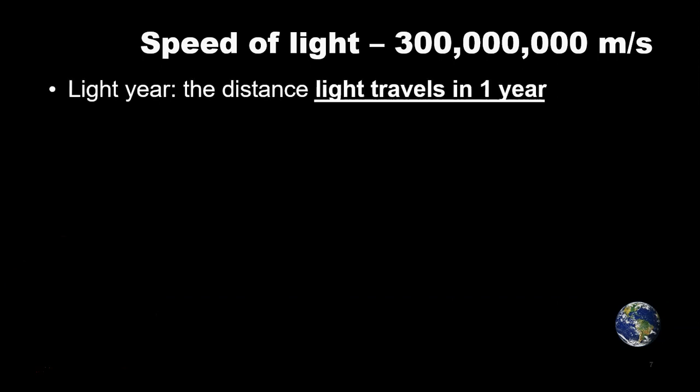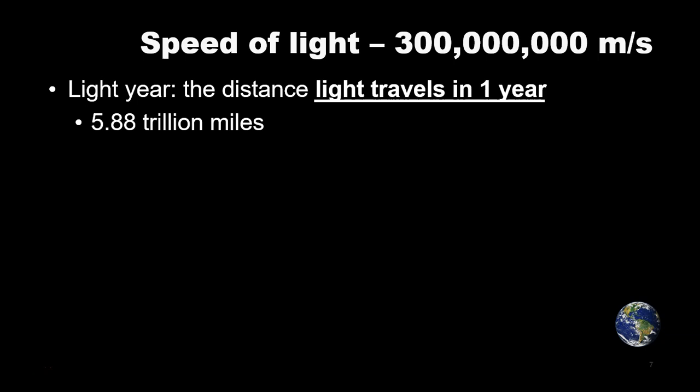And in that amount of time, moving at the speed of light, it turns out you would cover a distance of about 5.88 trillion miles. So 5.88 trillion miles is a light year. It is 1 light year. And so we're going to use light years as the distance measurement, as the meter stick for outer space.